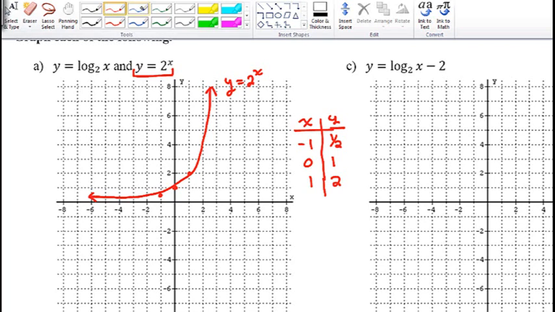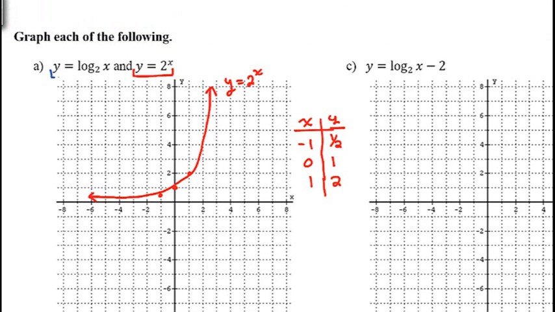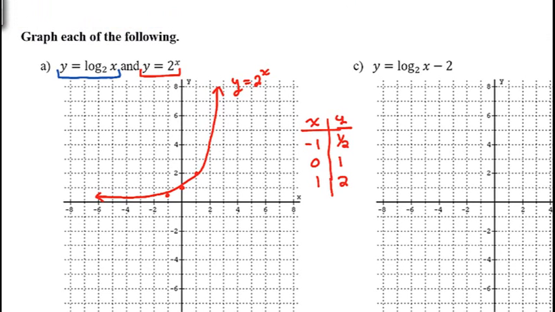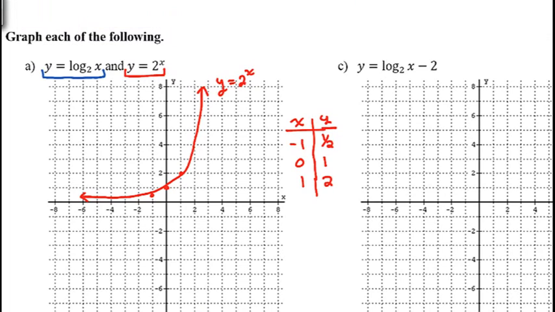And now in blue, we'll graph y equals log base 2 of x. And so I find that graphing log functions is easier if you rewrite it in exponential form. So if we rewrite this in exponential form, then what do we get? Well, we get 2 raised to the y is equal to x.